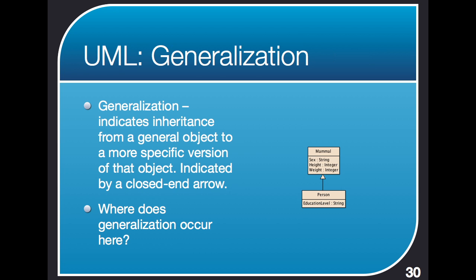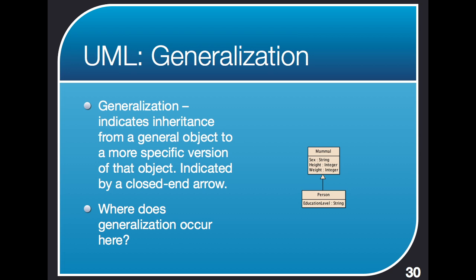UML can relate classes through generalization. That indicates inheritance from a general object to a more specific version of that object, and it's indicated by a closed-end arrow. So take a look at this diagram. Where does the generalization occur? Give you a sec to look at it.